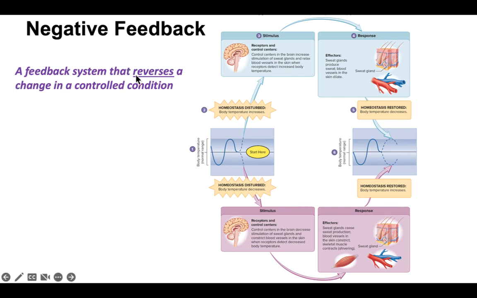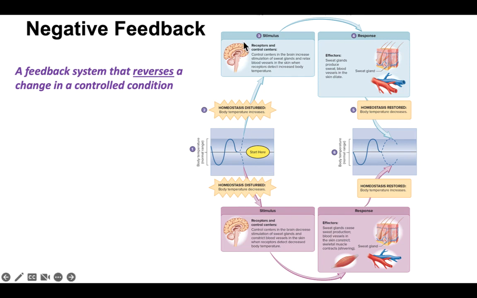So what is a negative feedback? It's a system that reverses the change in the controlled condition. Said another way, it reverses that stimulus. So this example here is temperature regulation. We're just looking at it in a little more detail. It kind of tells you where to start. So here's your body temperature, all right? It says homeostasis was disturbed by body temperature going up. So something caused your body temperature to go up, all right? Maybe you walked outside in the summertime.